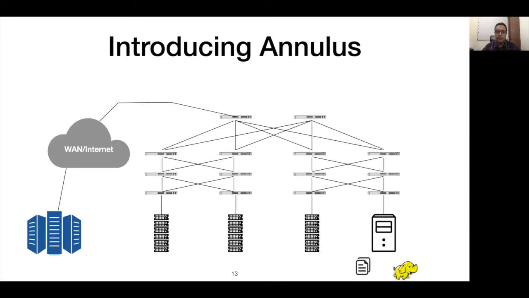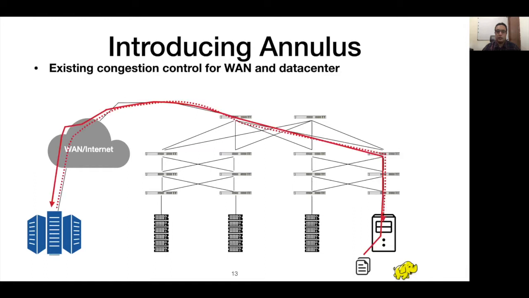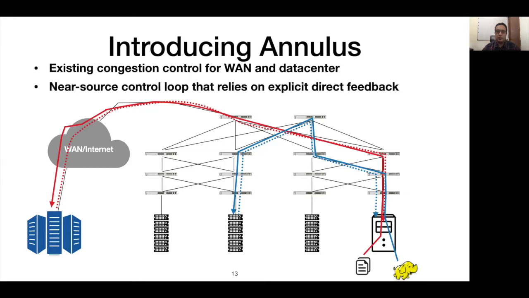More concretely, Annulus is a dual congestion control loop scheme. The first control loop addresses traditional types of congestion by relying on existing congestion control algorithms. WAN congestion control is used for WAN flows, and data center congestion control is used for data center flows. Annulus adds a second control loop that we call the near source control loop. It reacts to bottlenecks shared between WAN and data center traffic. Specifically, when congestion occurs, the bottleneck switch generates an explicit direct message that's sent to the source of the traffic, and the near source control loop reacts to it.